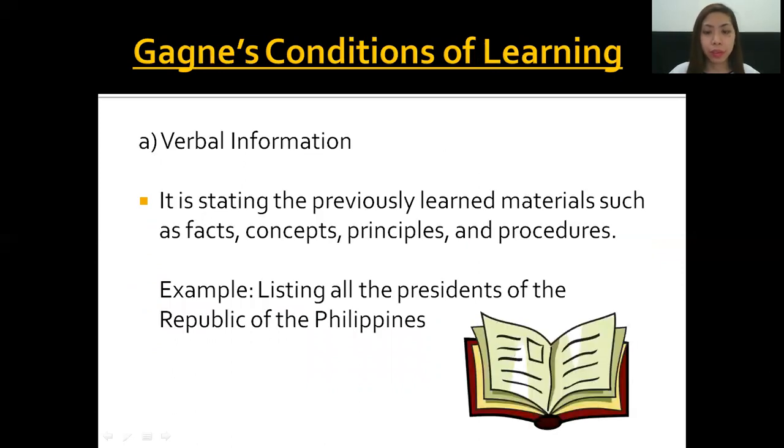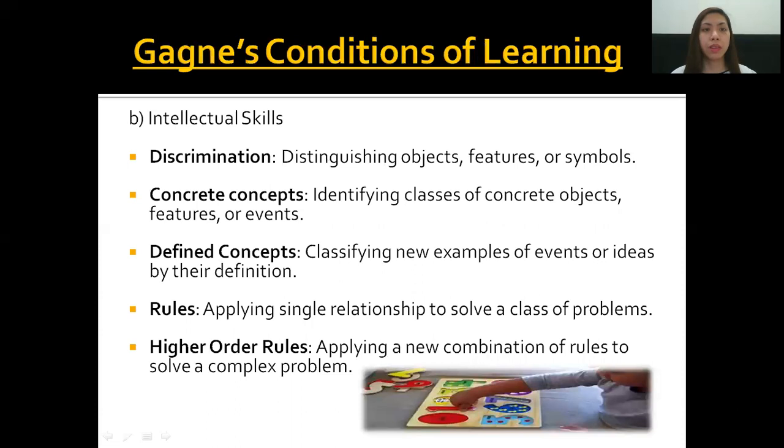First, we have the verbal information, which is stating the previously learned material such as facts, concepts, principles, and procedures. Example is listing all the presidents of the Republic of the Philippines. Then we have the intellectual skills.